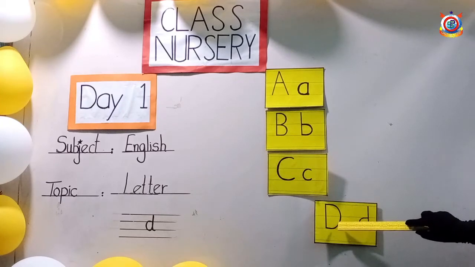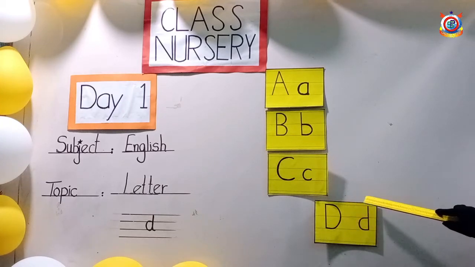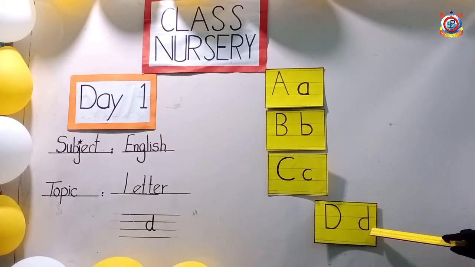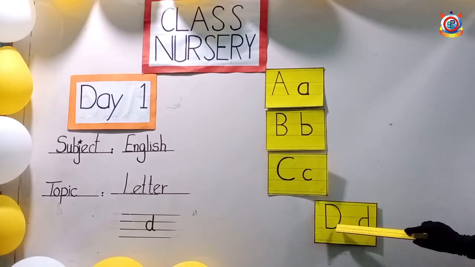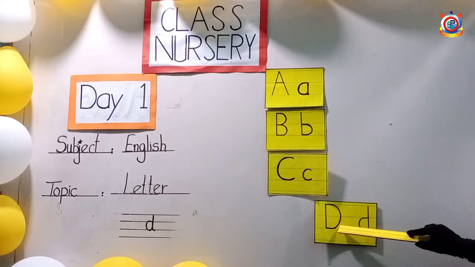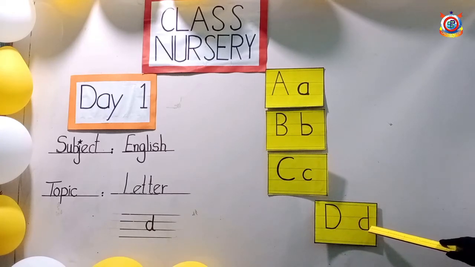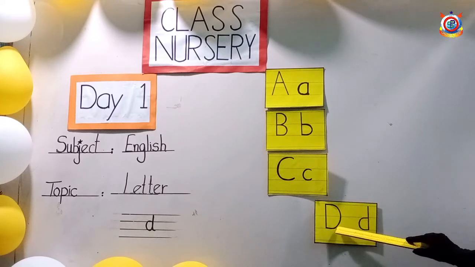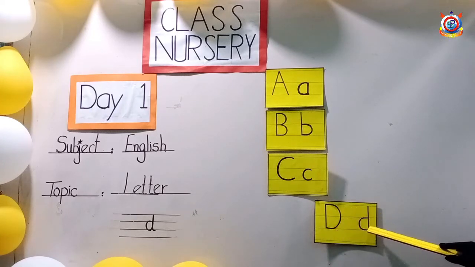This is D and its sound D. बच्चों ये D है और इसका साउंड D है. क्या है इसका साउंड? D. Name D and the sound D.